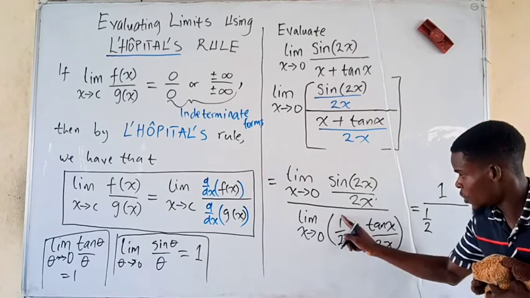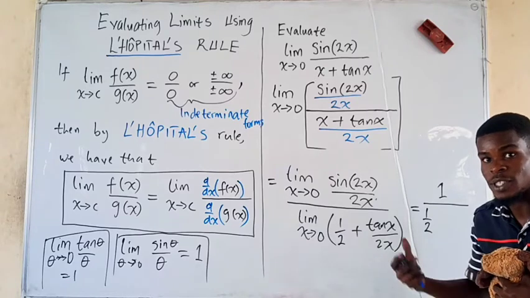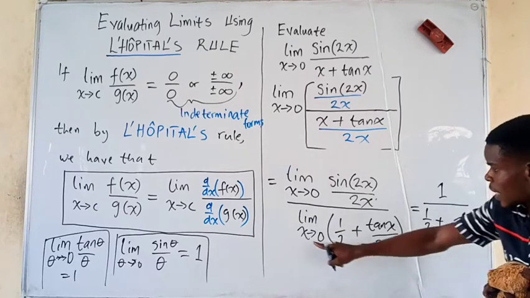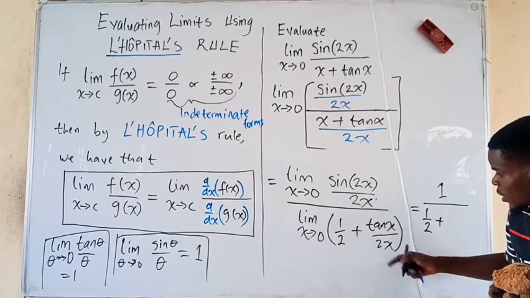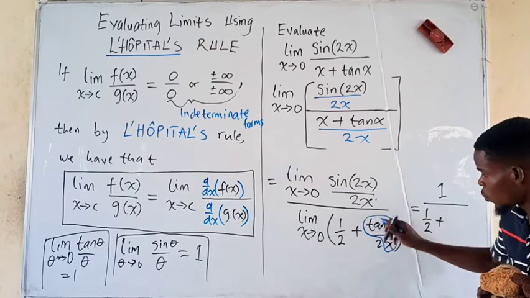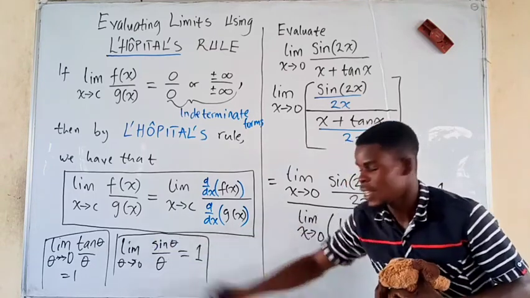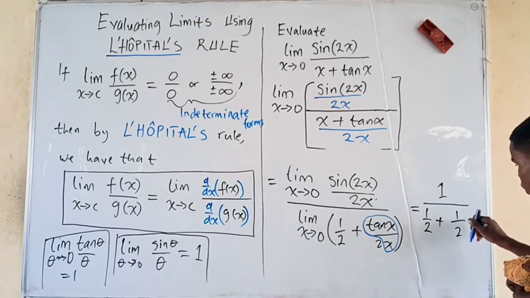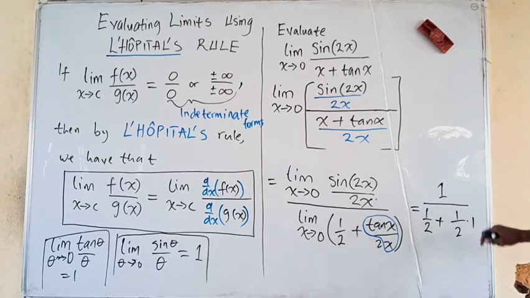So as x tends to 0, this term will just remain constant. The limit of a constant is a constant. We add it with, as x tends to 0, tan x over x, which we know will tend to 1. So we're going to have 1 over 2 times 1, which is just 1 over 2 there.